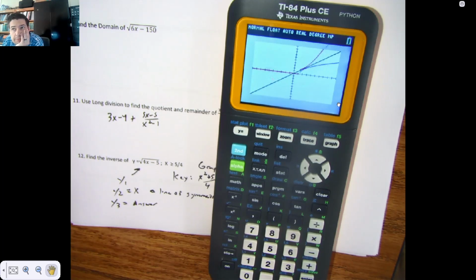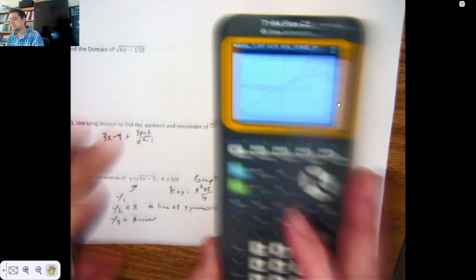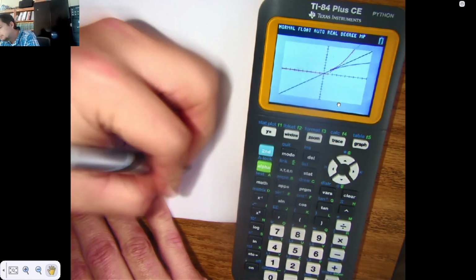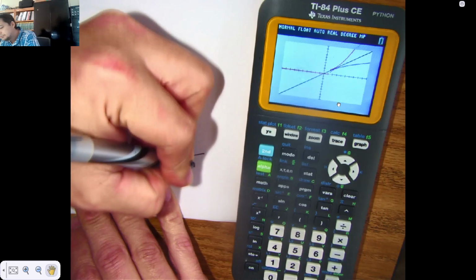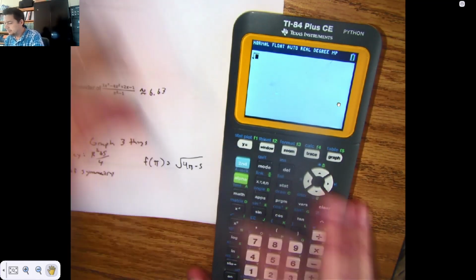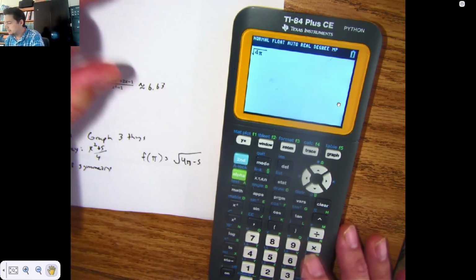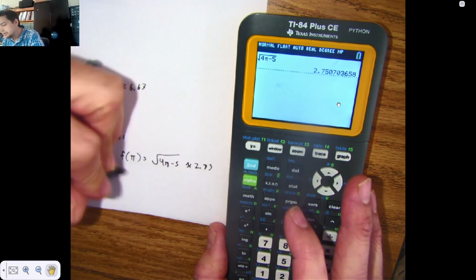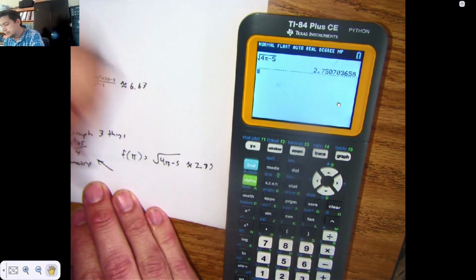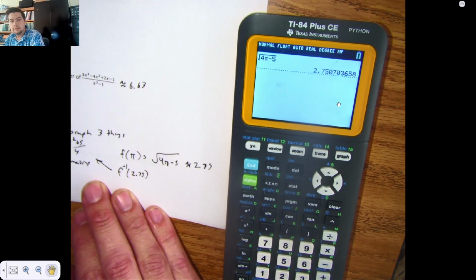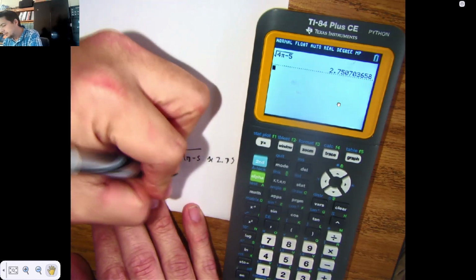Now, how can you do this with numbers? Boy, that's a lot more complicated. What you can do is you can find f of pi in the original problem. See what it generates. The root of 4 pi minus 5 is about 2.75. And then you can take your inverse and see what it generates.